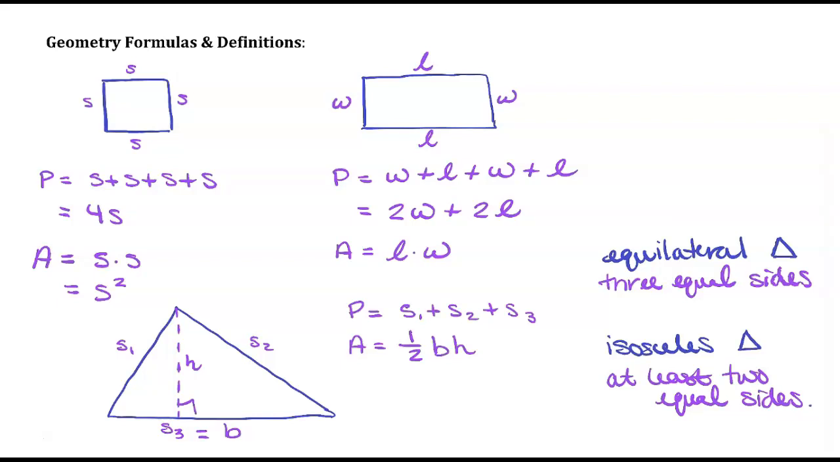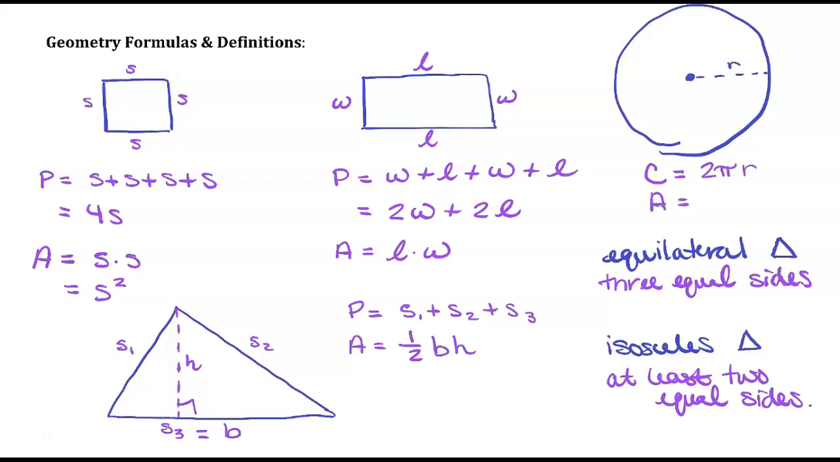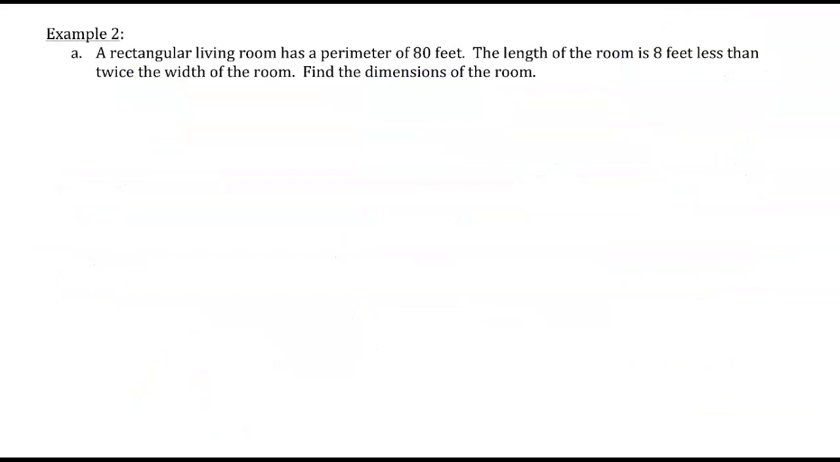Lastly, let's remind ourselves about circles. If we have some circle with radius r, the perimeter of that circle we call the circumference of the circle, and that's equal to 2 times pi times the radius. The area of the circle is equal to pi r squared, or pi times the radius squared. And now you have some formulas and definitions from geometry that you can use to help out with solving some problems. Let's take a look at example 2.